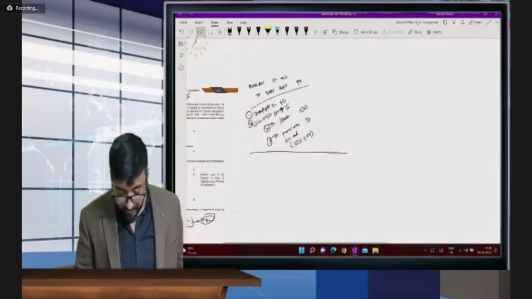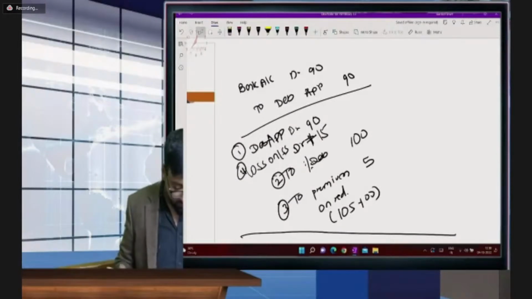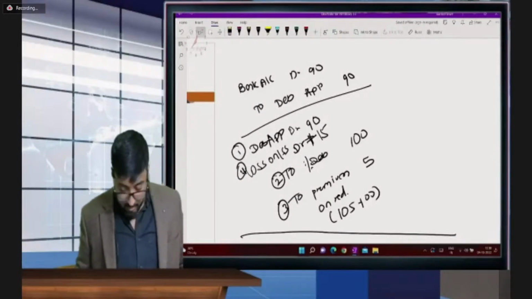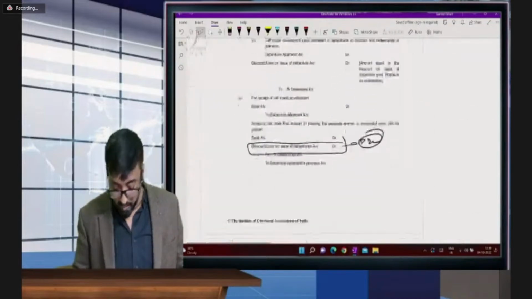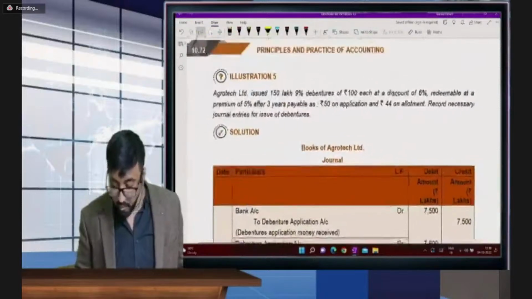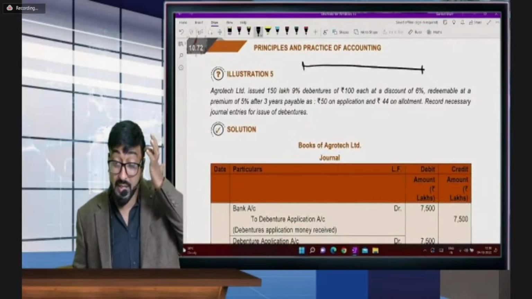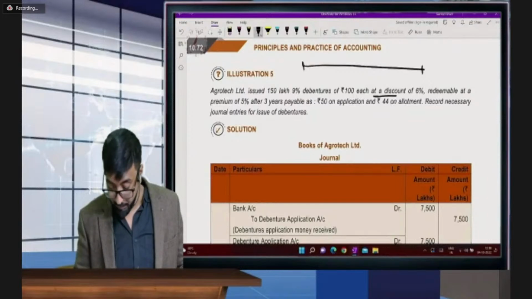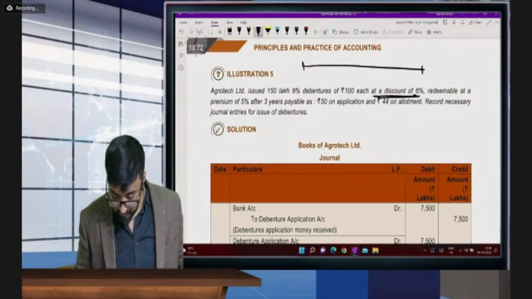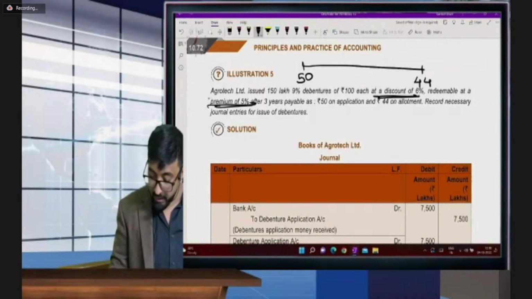This is the final correct answer. You can note down it. Yes, beta. So now, what is the answer? Yes, you have written this. Please, these entries are really tough. I'm not saying it is very easy. But once you draw this diagram, it will be easy. Discount 6%. 50 on application, 44 on allotment. And redeemable at 105.